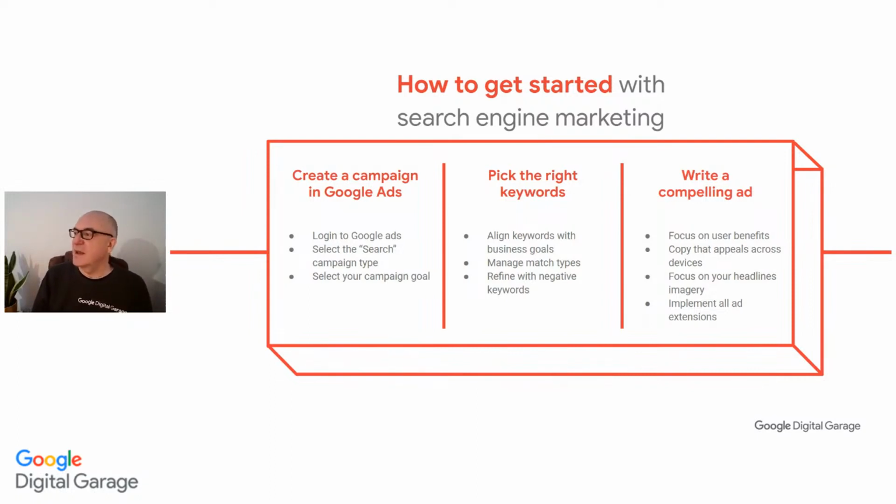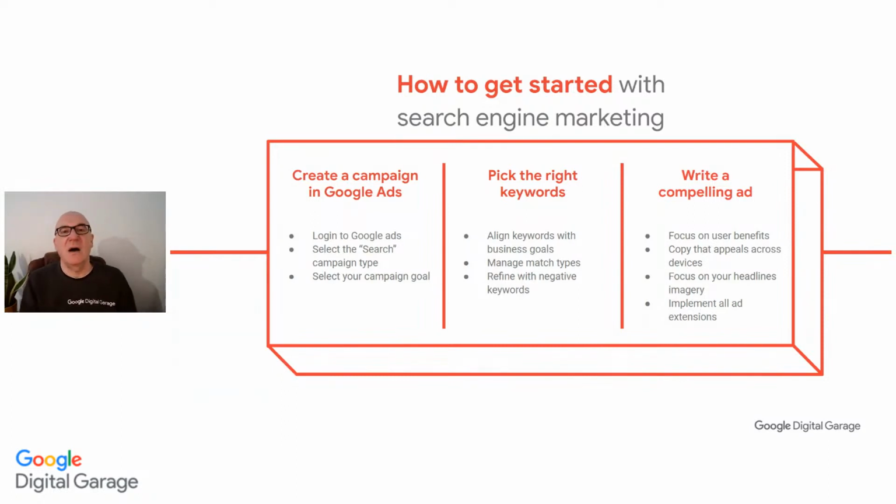Then you need to write a compelling ad. You need to focus on user benefits at all times. People want to know what's in it for them. Copy that appeals across devices. Make sure that you're optimizing for mobile, because that is the device of choice, as we saw, and you want everything to load quickly and look really good on that mobile screen. Focus on your headlines, imagery, and implement ad extensions.